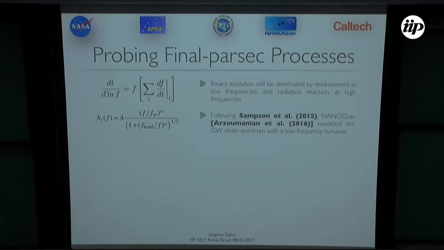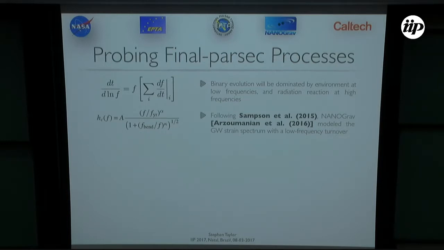You can then rearrange the characteristic strain spectrum into a very simple formula. So you've got some power law at high frequencies. This alpha is equal to minus 2/3 if you've got gravitational waves dominating the evolution. But then at lower frequencies, you can account for some sort of turnover caused by the environment. So what this is going to look like is what I've shown, which is a power law at high frequencies and then turns over at low.